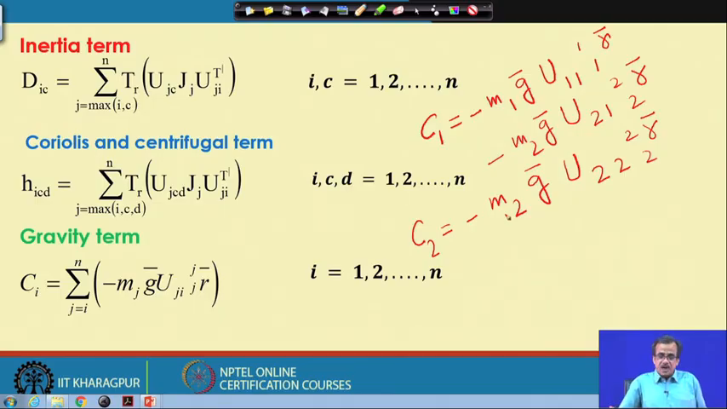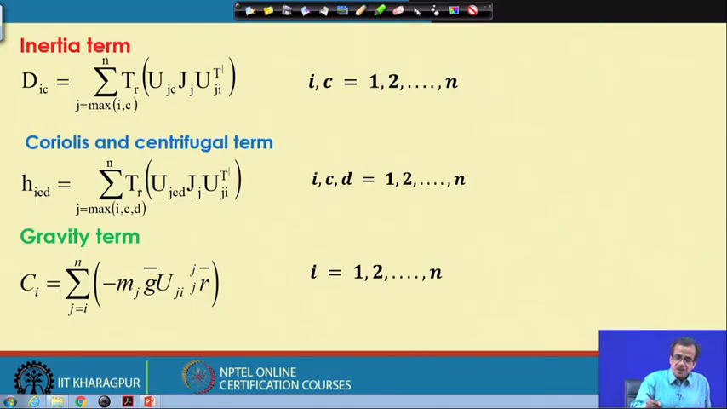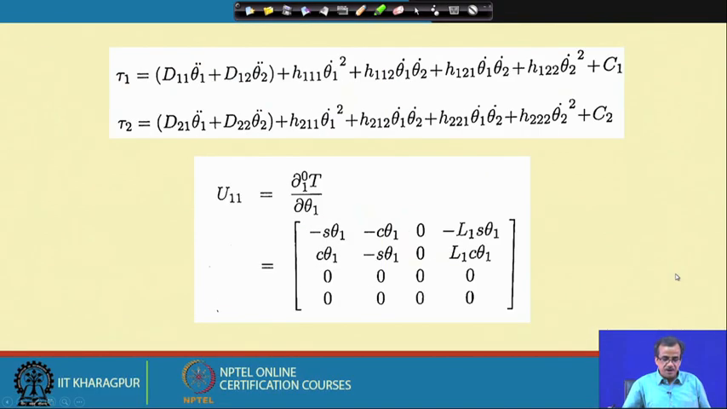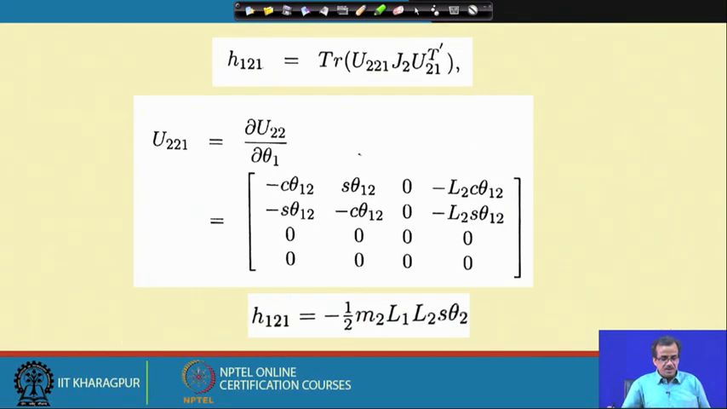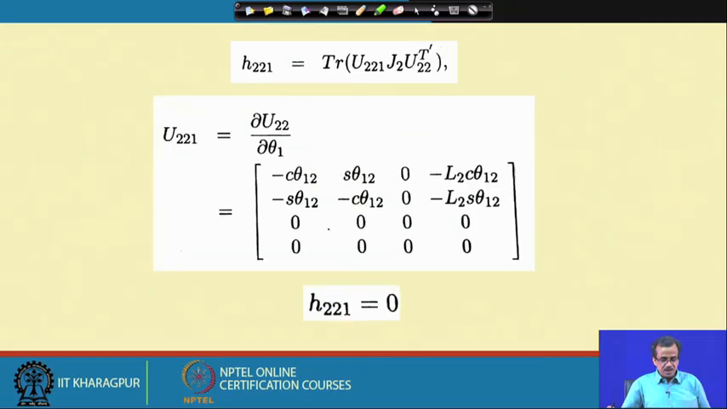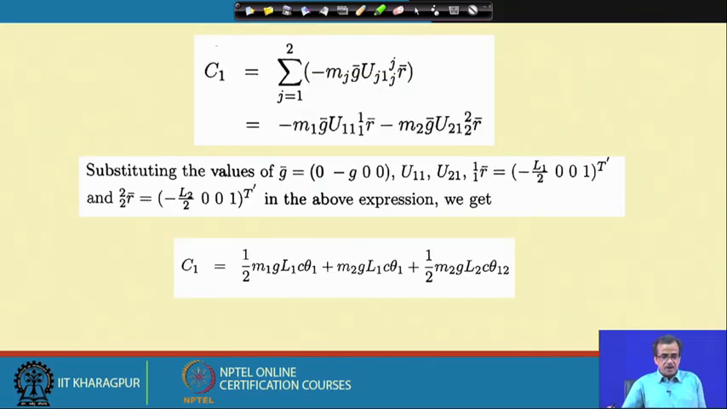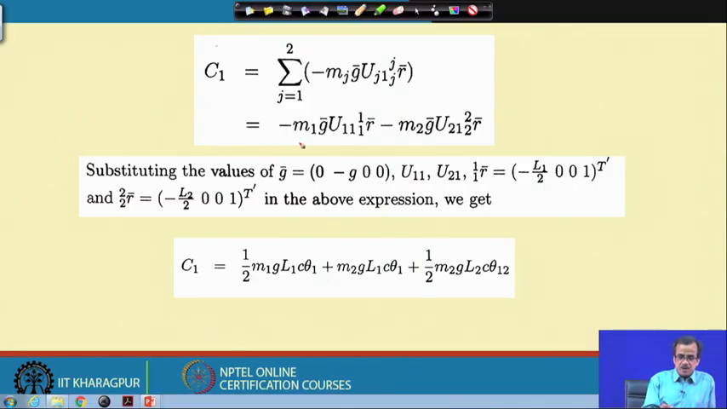Now, let us see how to derive further using this expression. To derive further, let us look at this particular C 1. So, exactly the same expression I got, whatever I wrote. So, this is actually your C 1. Here m 1 is the mass of the first link, and g is the acceleration due to gravity. As we discussed, g has 3 components, the x, y and z components.